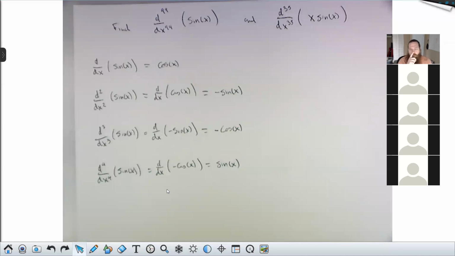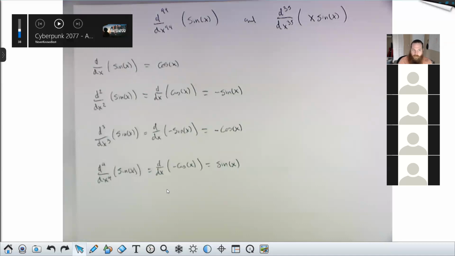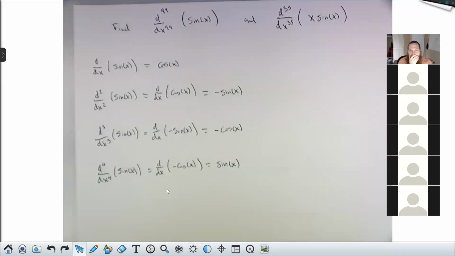Where have you seen this before? Who had a really good pre-calc class? Where have you seen something cycling every four? Yeah, Trevor? Don't you see it in imaginary numbers? Yeah, exactly. Powers of i. Powers of i cycle every four, right? i to the zero is one. i to the one is i. i squared is negative one. i cubed is negative i. And i to the four is one again. Powers of i cycle every four.